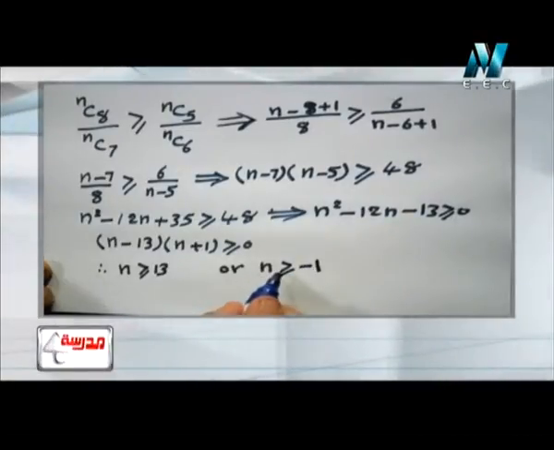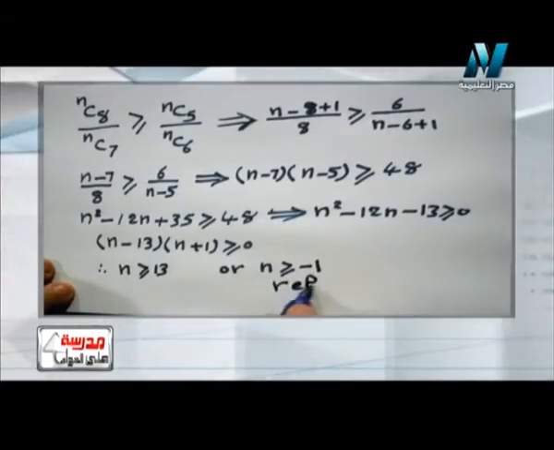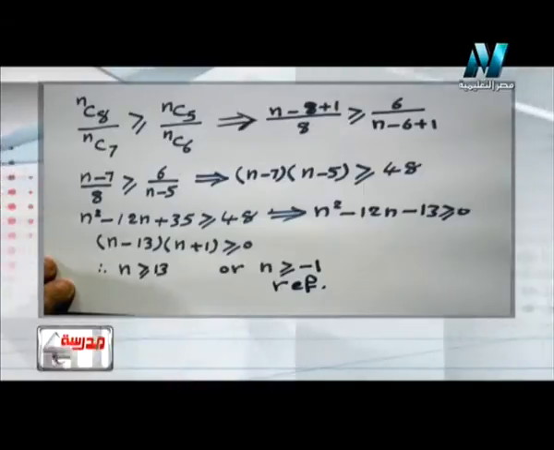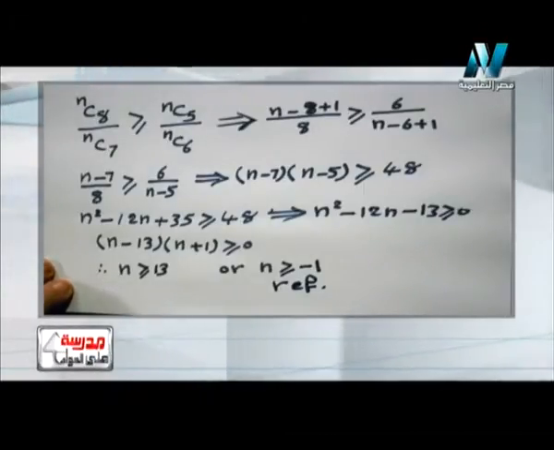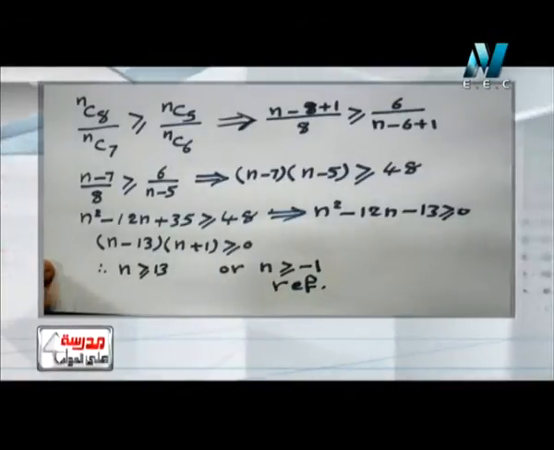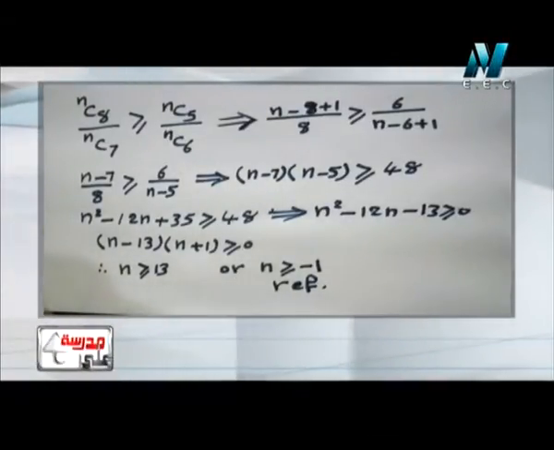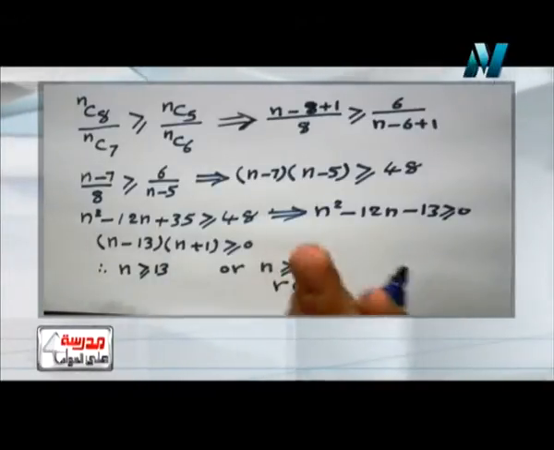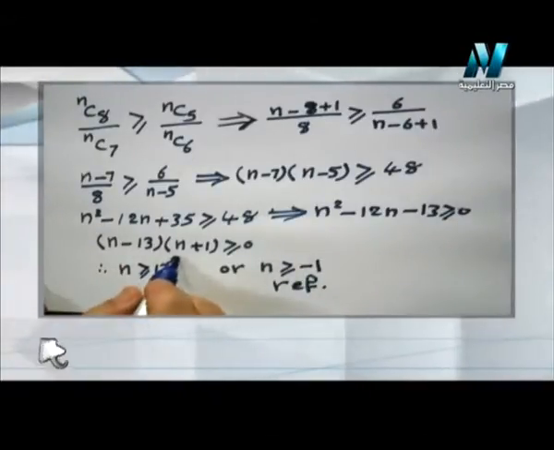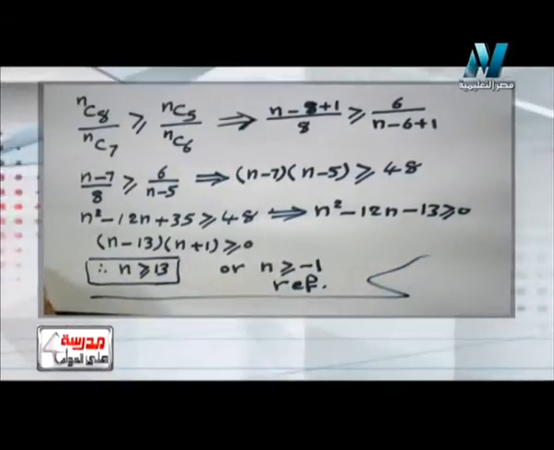Since it is equal to negative 1, therefore this solution is what? Yes, very good. Refused. Why? Because n is a negative integer now. N greater than or equal, then maybe equal to negative 1. And we say that n must be a positive integer. Therefore, this solution is neglected. Therefore, the solution is n greater than or equal to 13. This is the final answer. Do you understand, my dear?